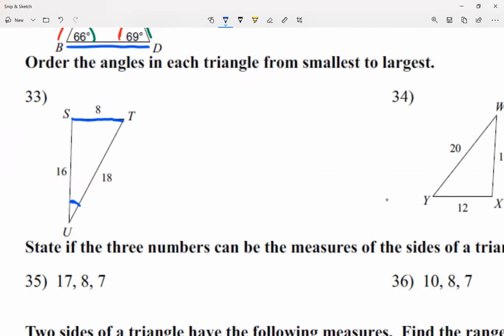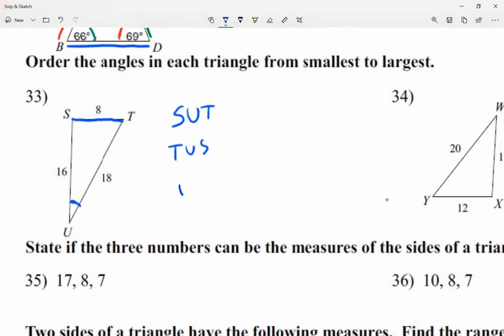Now this angle, you have different ways how you can write it. All right. If you're going to use all three letters, make sure U is in the middle. So I can call this SUT or TUS, right? I'm using all three letters. U is in the middle. Or you can just call it angle U, just one letter. Either of those three choices will do it. Make sure all the letters are capital.